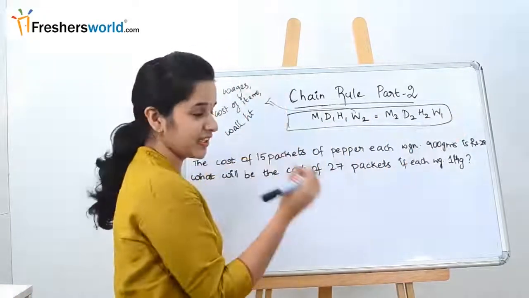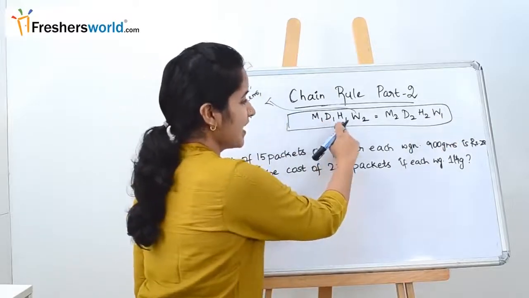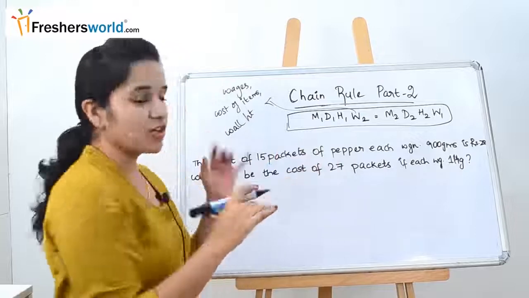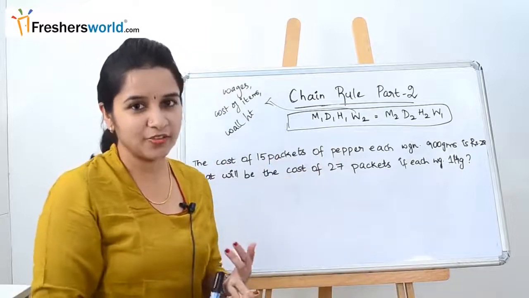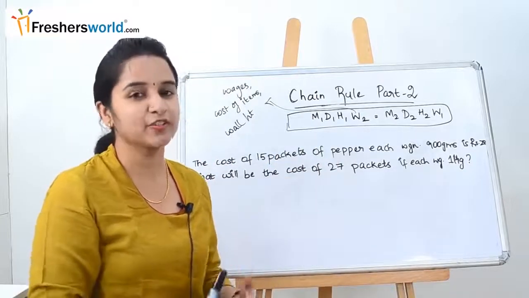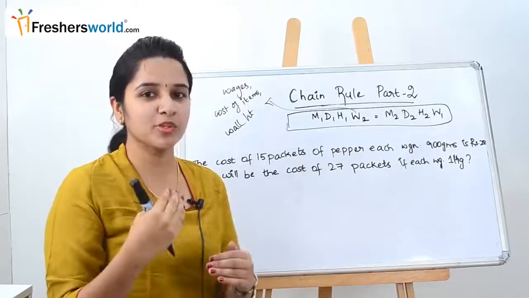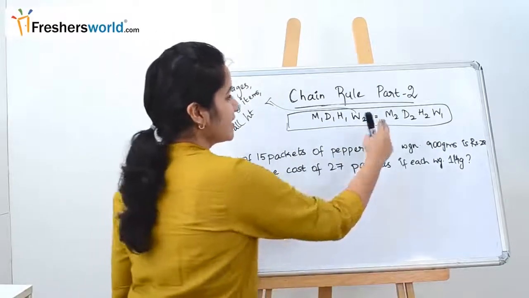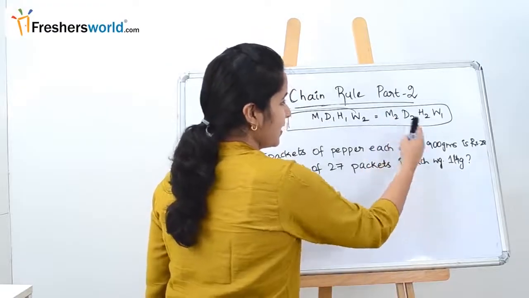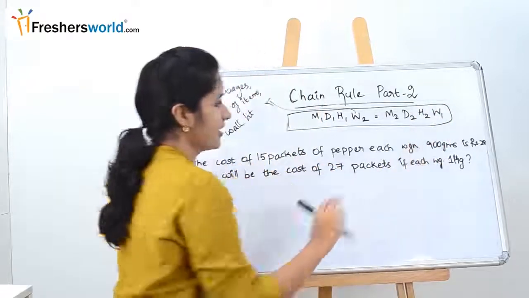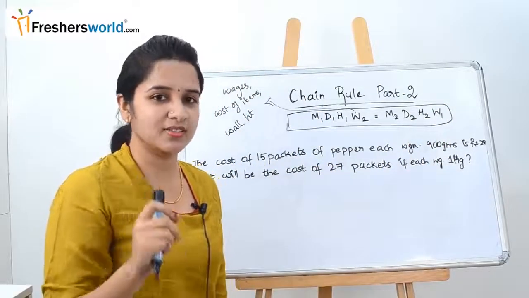So M1 is nothing but the number of men, D is days, H is hours, and W, as of now, we have mentioned here as wages. It's not only wages, it can also be the cost of an item or height of a wall or height of a building, whatever they have given in the question. Once we solve the problem, you will be able to understand it much better. Here we have the second quantity like number of men, number of days, hours and the wages, whatever they have given. So let's just solve a sum to understand this concept better.